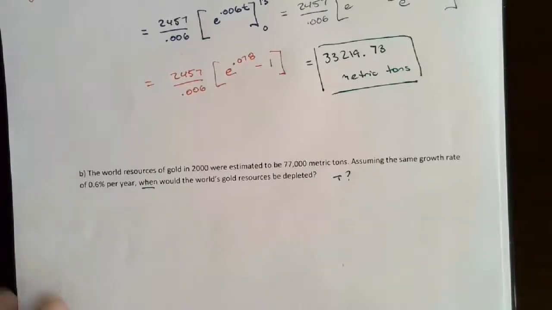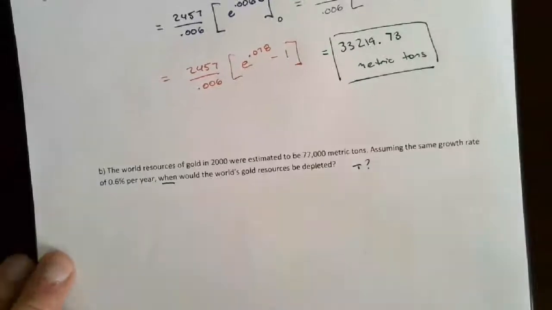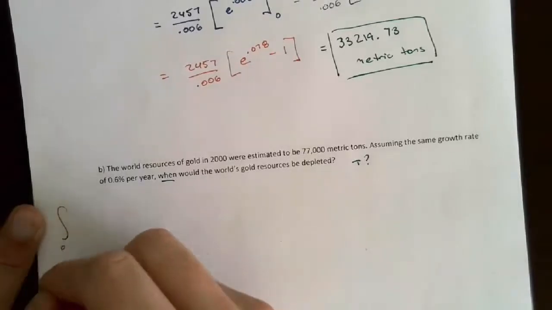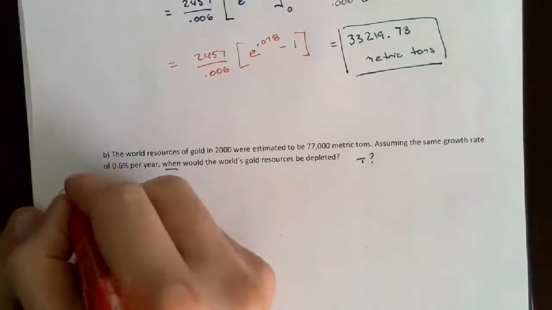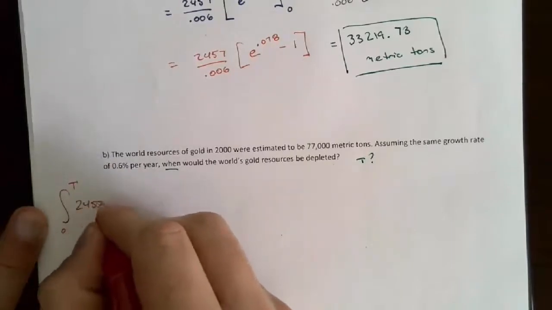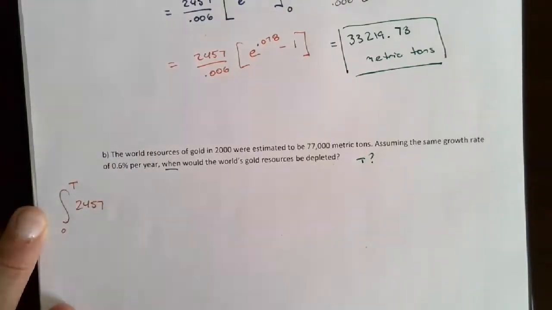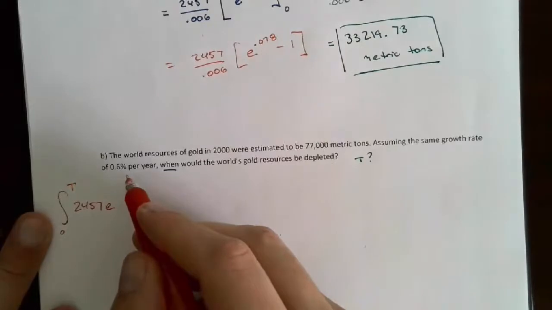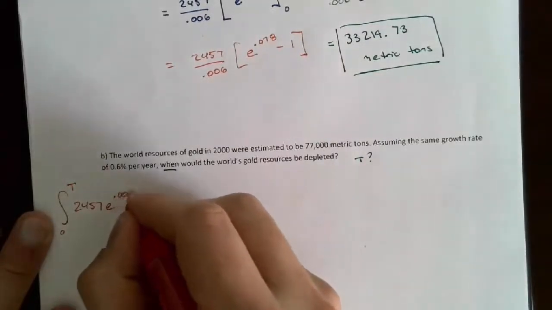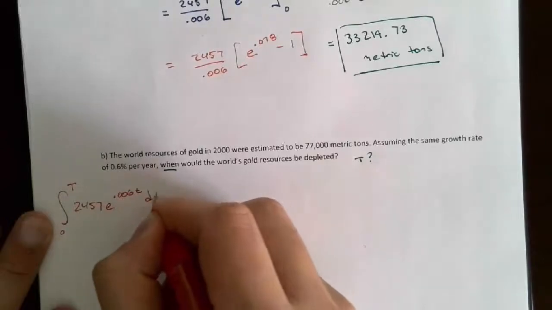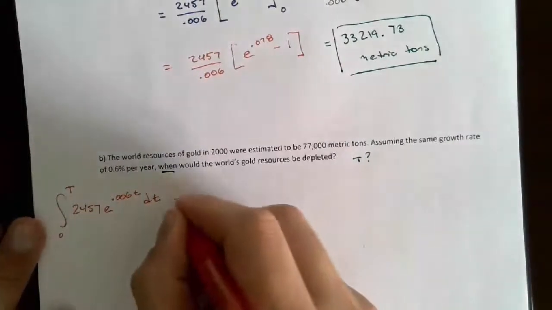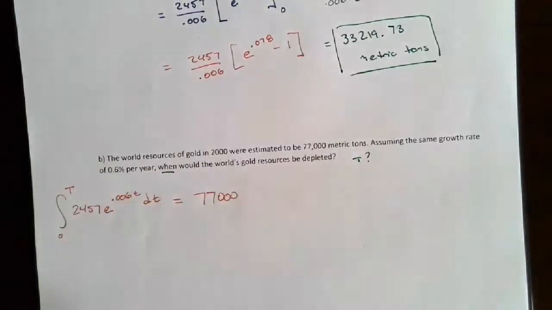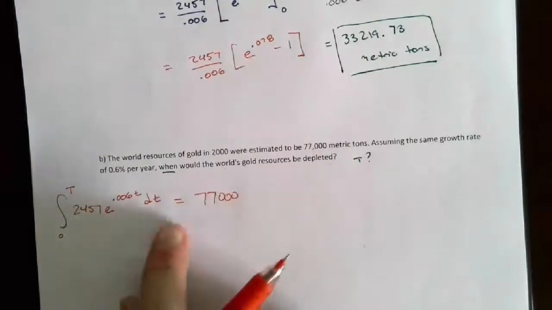We're going to use the same formula that we had from above, the integral from 0 to t, except I don't know what capital T is. So we're doing the integral from 0 to capital T of 2457 times e to the 0.006 lowercase t dt, and we want to find when this equals 77,000. What it's really saying is, what's the capital T value that causes this to become 77,000?